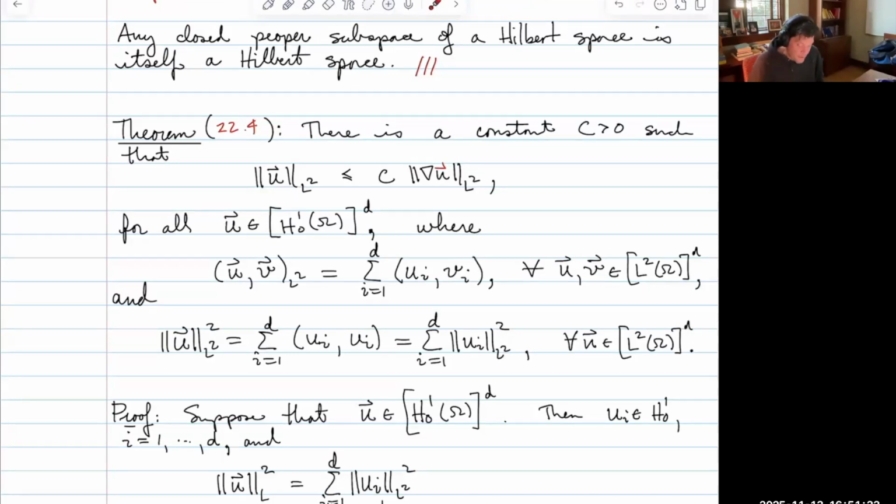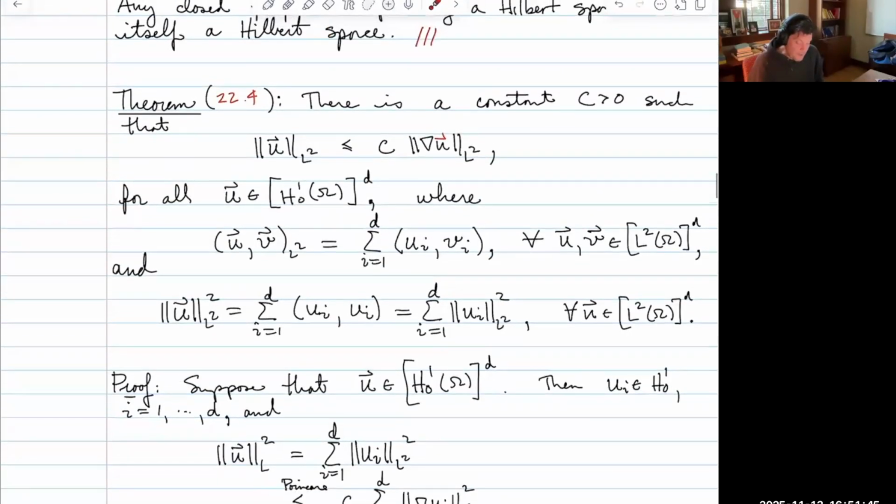And the important part here is that the no slip boundary condition is built into the definition of the space. How would we define this L2 norm?